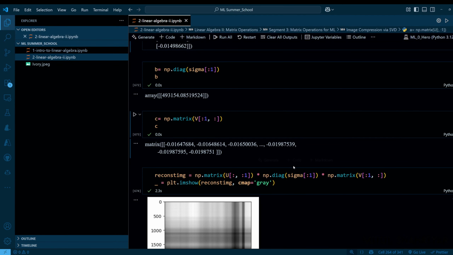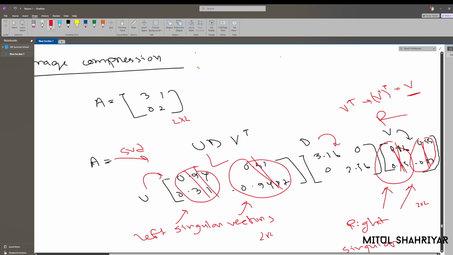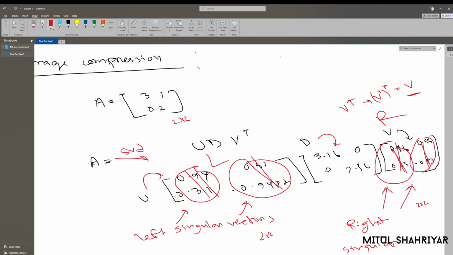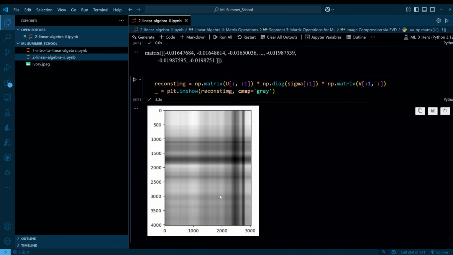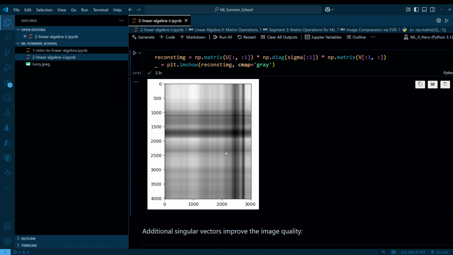Earlier we learned that you can multiply them and you can get the A. Right now we know we have an A. From here we have got U, D and V transpose. And now using some technique, we are just taking only this value and only this one. We're just multiplying them, and we've got something like that. It is not the image of the cat, right?